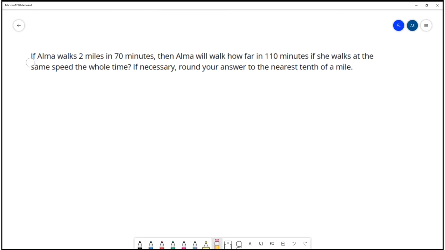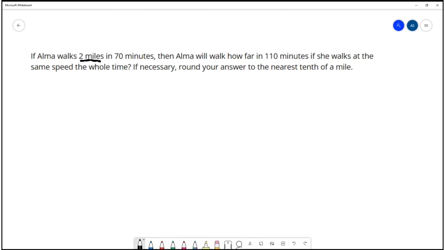In this example, we want to solve the word problem. If Alma walks 2 miles in 70 minutes, then Alma will walk how far in 110 minutes if she walks at the same speed the whole time? Round your answer to the nearest tenth of a mile. This is an example where we want to set up a proportion.